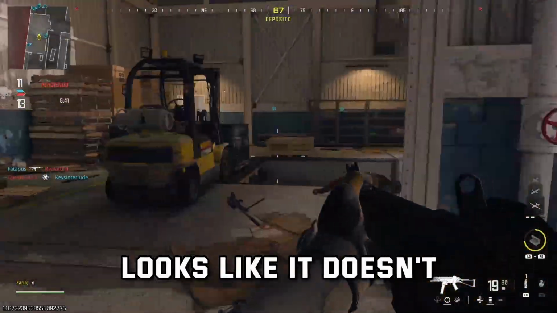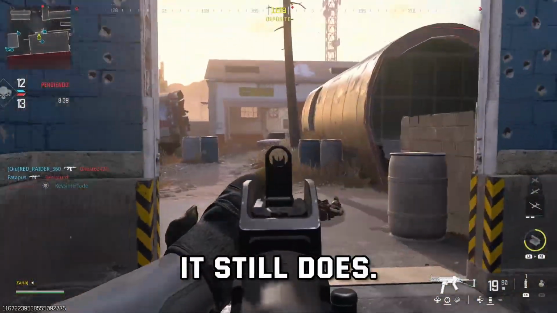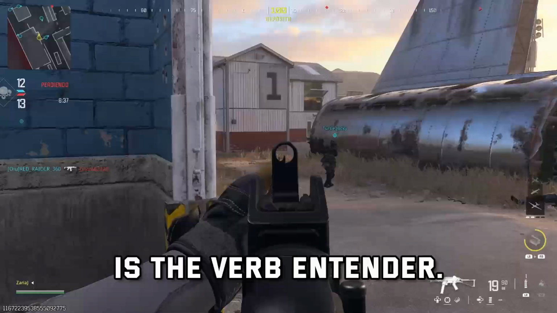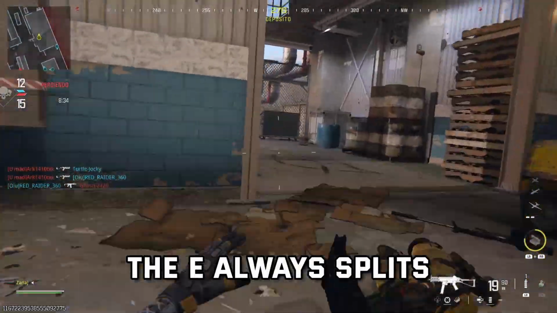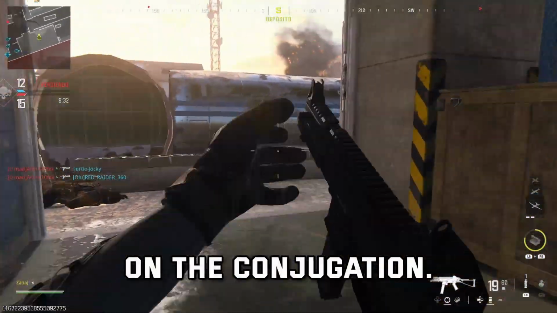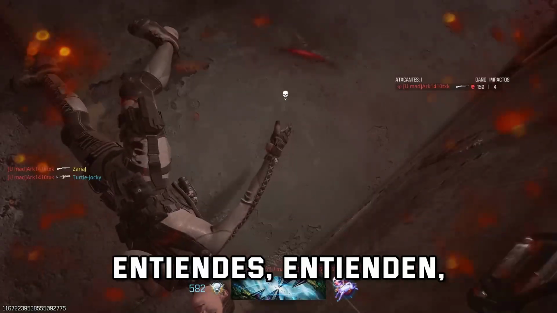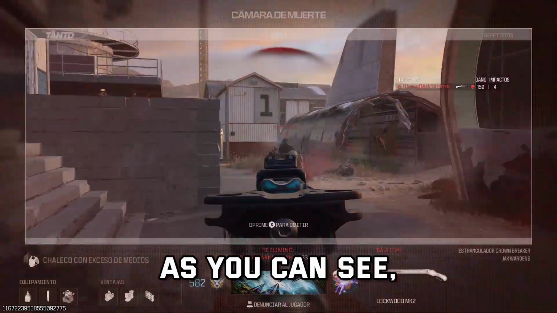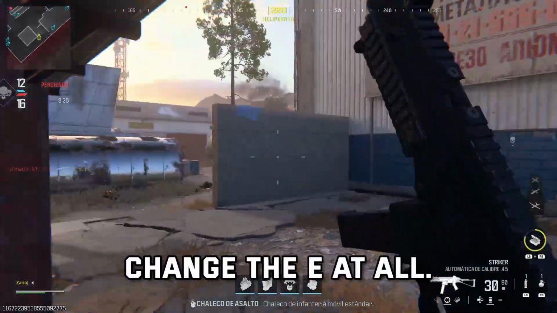You'll also notice the split vowel pattern in a lot of verbs. This is where Spanish looks like it doesn't follow any rules, but in reality it still does. A perfect example of this is the verb entender. In the middle of entender, the E always splits into an IE, depending on the conjugation. So we have entiendo, entiendes, entiende, entendemos, and entienden. As you can see, entendemos did not change the E at all.